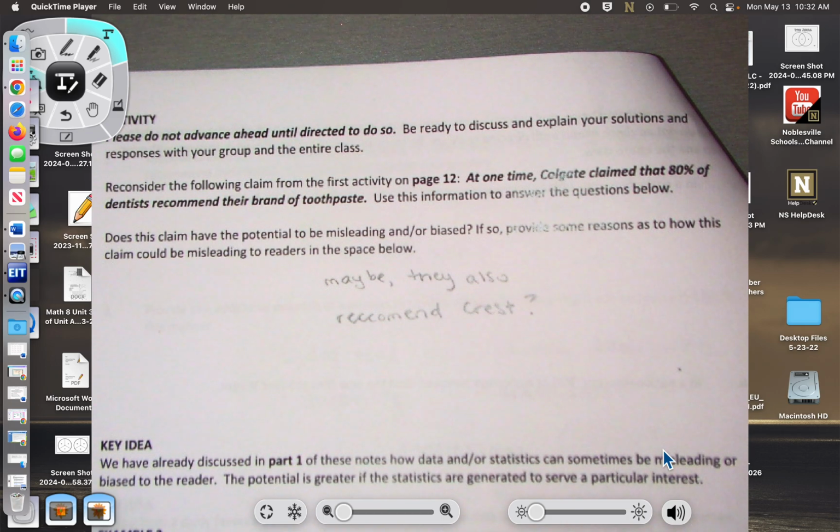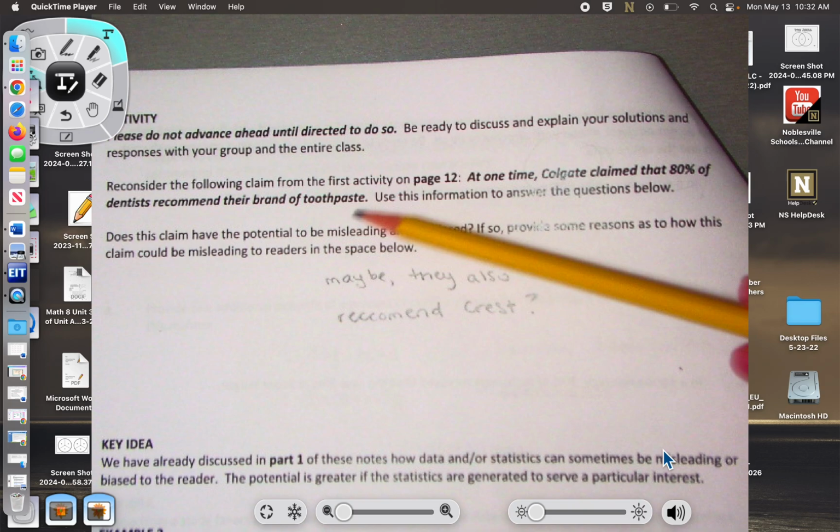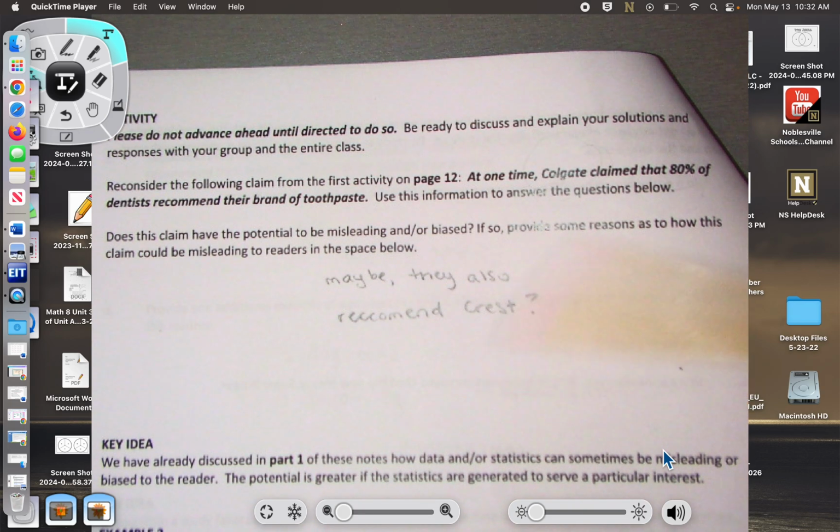So just because 80% said Colgate's great, maybe they also said, but so is Crest, and so is, I don't even know all the names of toothpastes out there. There's so many now. But what Colgate's not going to tell you is that they also recommended Crest, because they just want to hang on to the fact that 80% recommended their brand. So this could be misleading or a little biased, right?